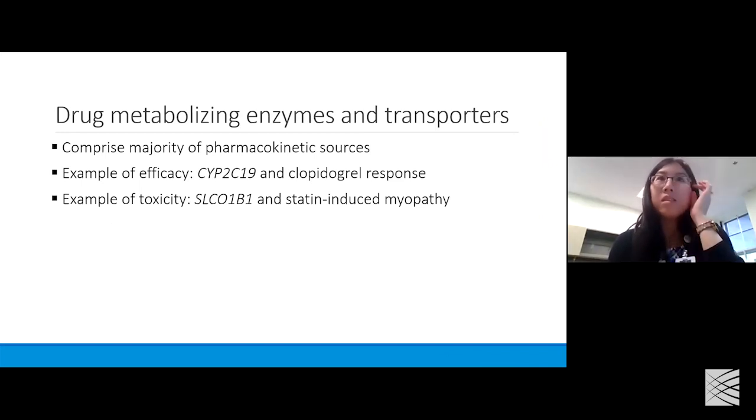Drug metabolizing enzymes and transporters are also a major source of pharmacokinetic variation. And so I'd like to provide 2 examples here. One is the story of CYP2C19 and Clopidogrel response, which is an example of how we can use this variant to understand efficacy. And then the other is an example of drug toxicity, which is the SLCO1B1 gene variant in looking at statin-induced myopathy.